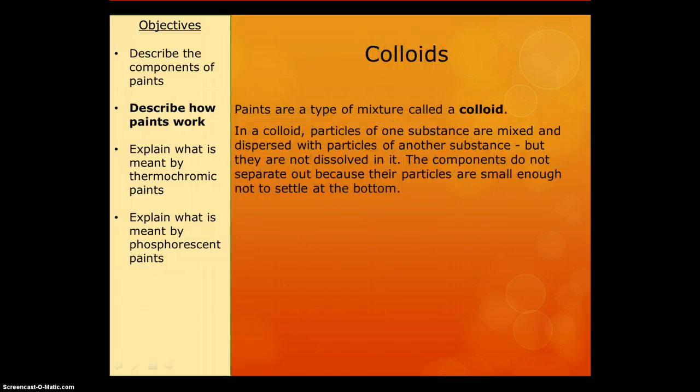So, both of these types of paints are colloids, and we've mentioned colloids before when we were looking at food. So, to remind you, in a colloid, we have particles of one substance that are dispersed amongst particles of another substance, but they are not dissolved in it. And the only reason they don't separate out is because the particles are so small that they just get spread amongst particles of the liquid that they're mixed with. So they're just spread out all the way between it.